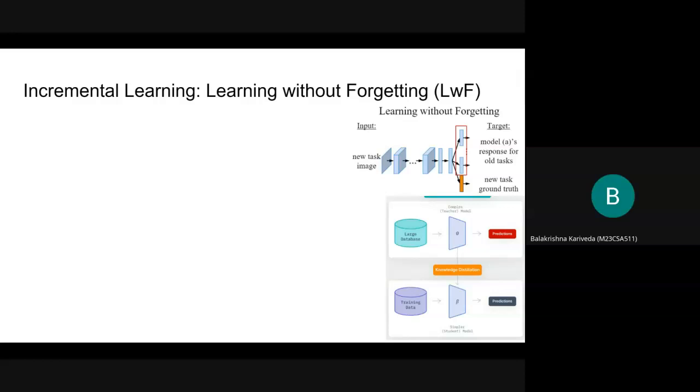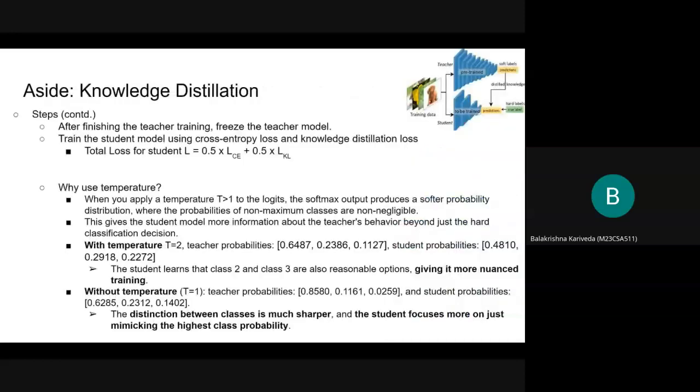Sir, are there any ideal values for temperature? No, this again is a hyperparameter. I think I have seen people use 2, 4, but it will depend on the data set, and it's a hyperparameter, so you can tune it.